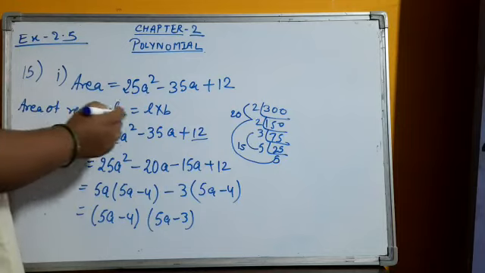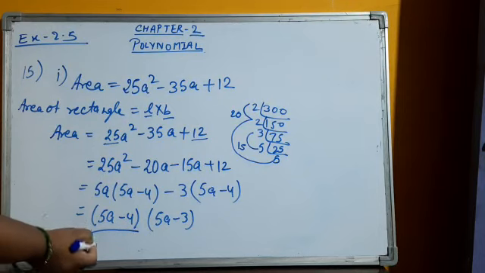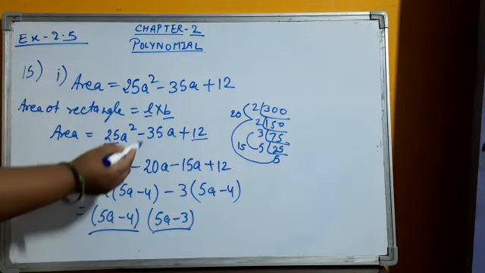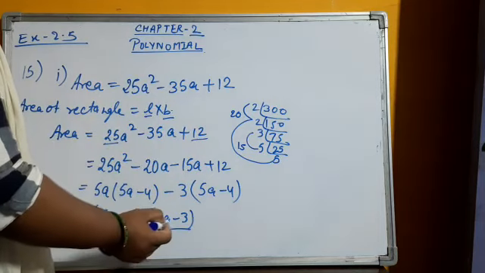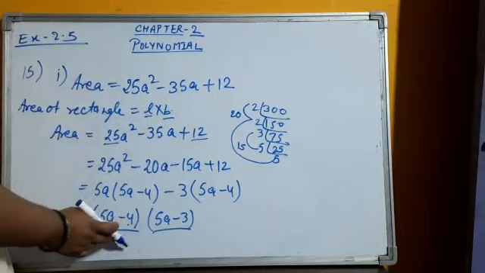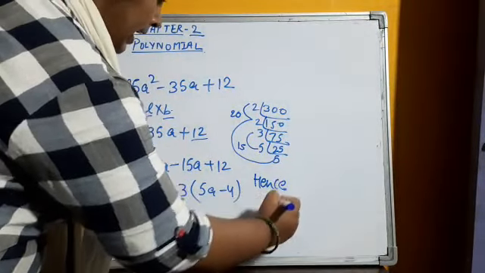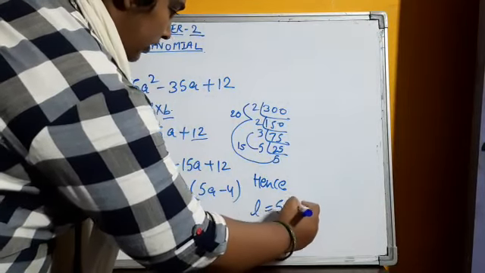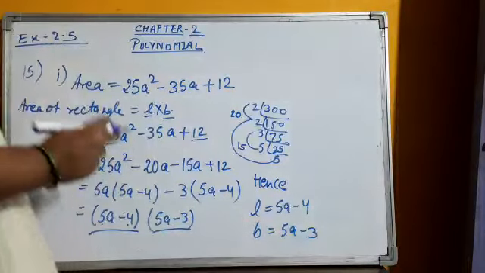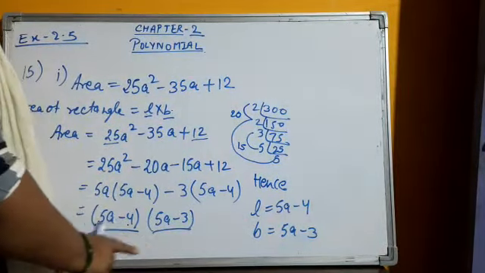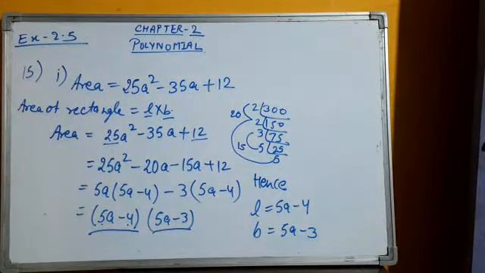Look at this. The area of a rectangle is L into B, and this area is also calculated as (5a − 4) into (5a − 3). So at the place of L, what is written? 5a − 4, and at the place of B we can write 5a − 3. Comparing these two, we can write, hence, length can be taken as 5a − 4 and breadth can be taken as 5a − 3. You can exchange these two also. We can take breadth as 5a − 4 and length as 5a − 3 as well.